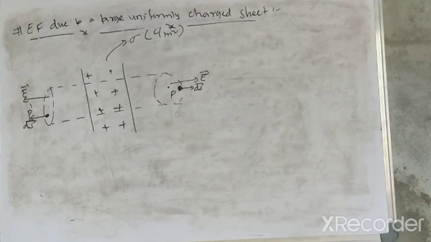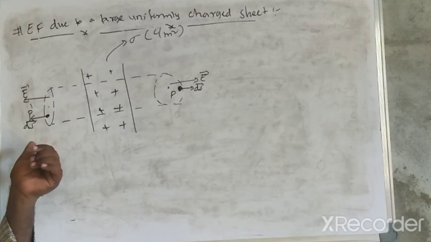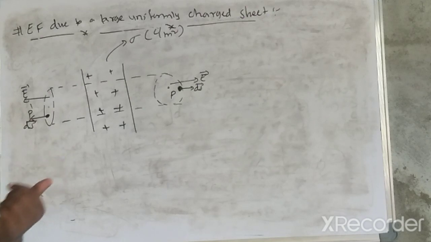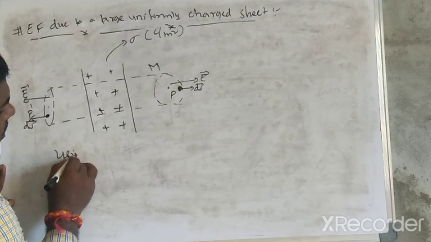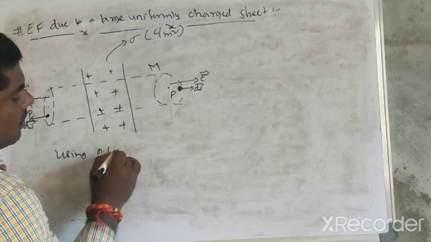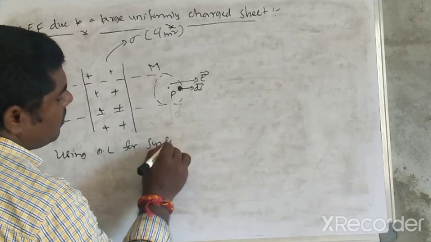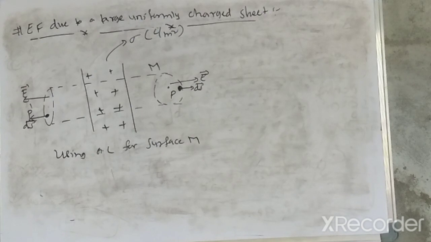So here the electric field will be parallel. This electric field and area vector are both in the same direction. Here you may apply a Gaussian surface, using Gauss law for surface M.